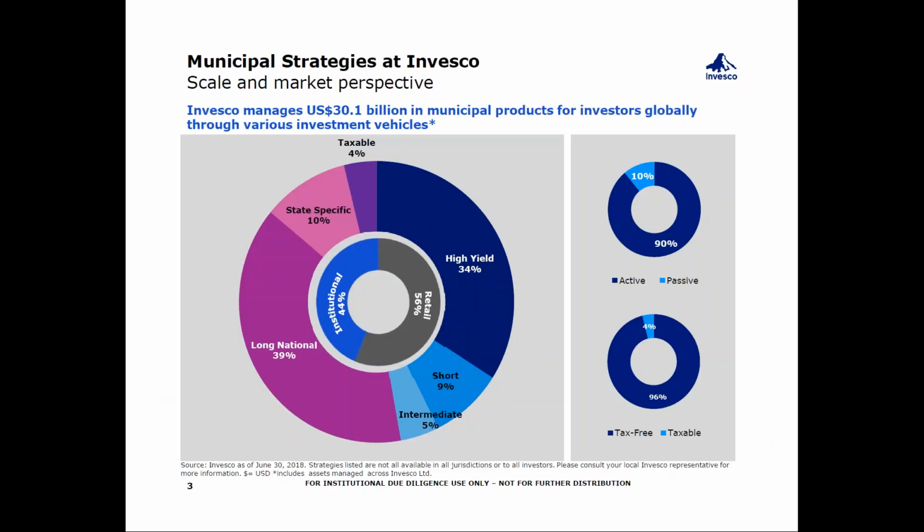Here we have Invesco's footprint when it comes to the municipal space. We do manage $30.1 billion in municipal products for investors globally across various investment vehicles. U.S. municipal mutual funds being the largest of that, 56%. In that space, we are the 7th largest municipal fund manager out of over 120 managers. So we are a pretty significant player in the tax-exempt as well as taxable municipal space.